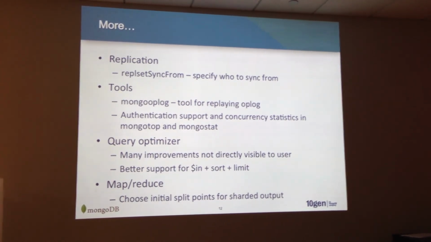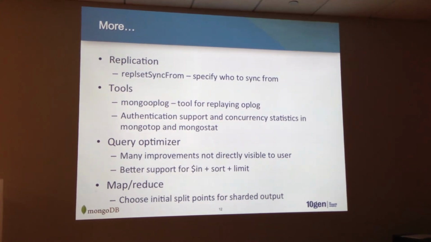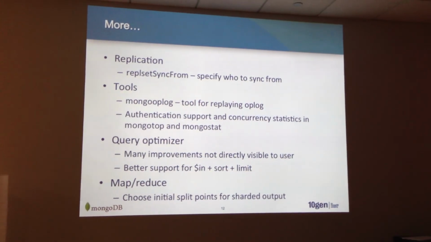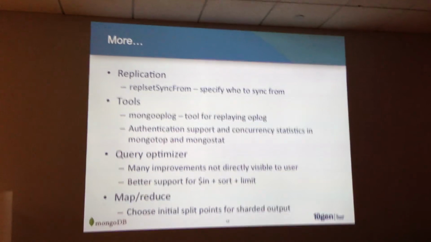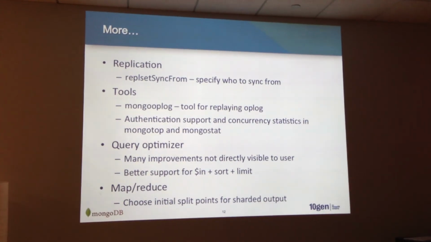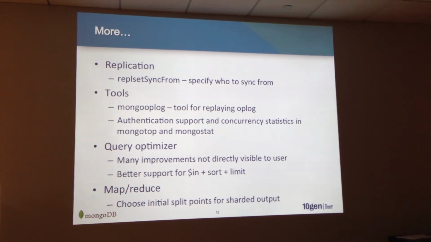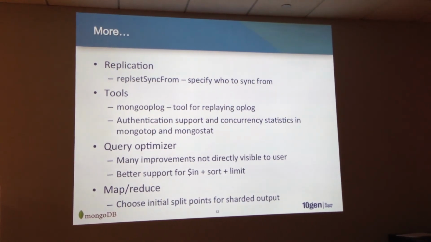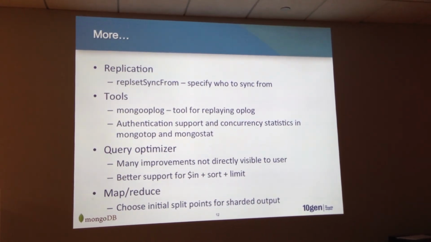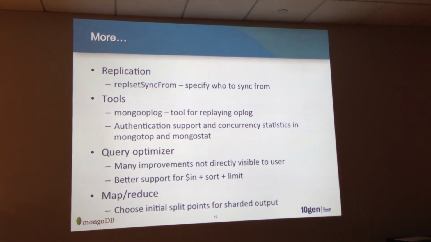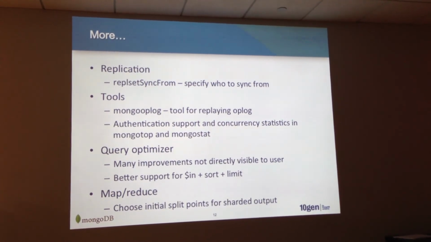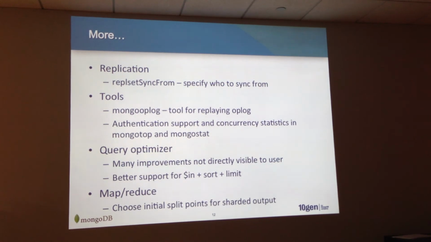The query optimizer, the second line is very important. And that may be the most important feature to most of the developers. But of course, it's tough to document it. And a lot of people assume it's working fine today, but it's not. So the exact feature is the $in plus sort plus limit.